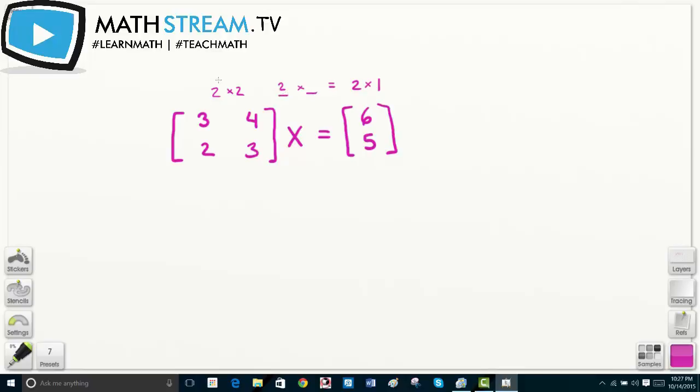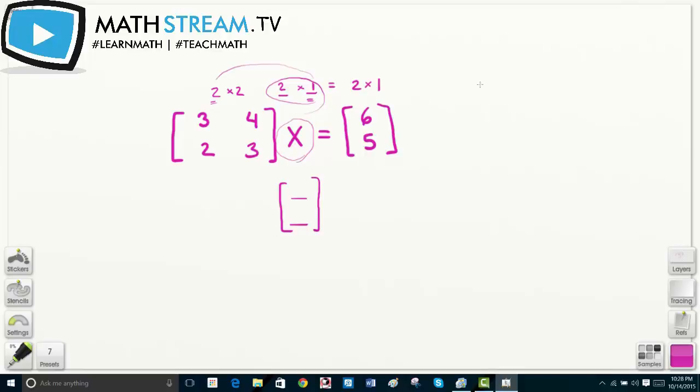And then the outside values tell us what the answer matrix is. So in this case, we know that the answer matrix is 2 by 1, 2 rows, 1 column. So that means that this value here has to be a 1 so that I can get 2 by 1 as my answer. So that leaves us knowing that x is going to be some kind of 2 by 1 matrix that would complete this equation and make it equal on each side.